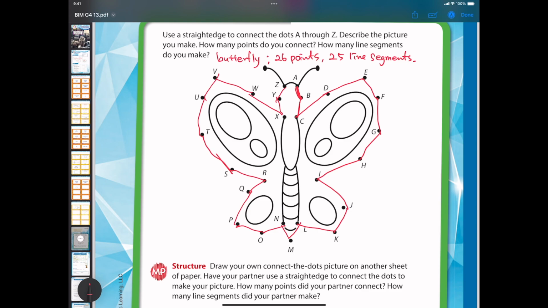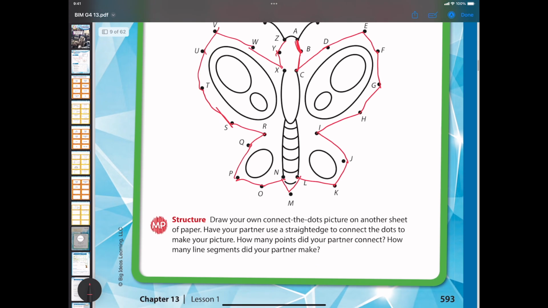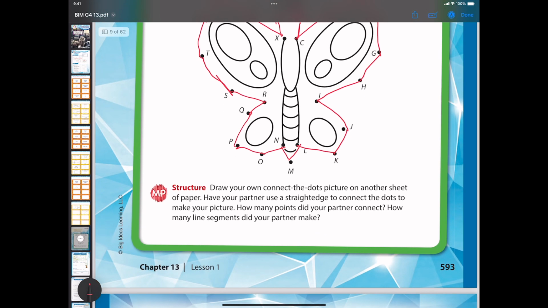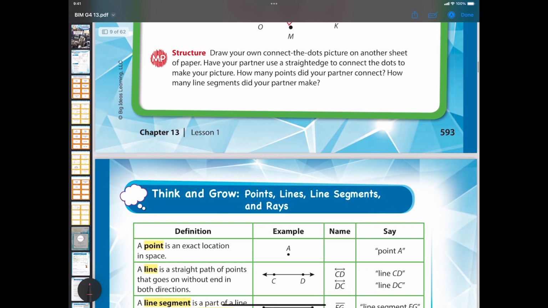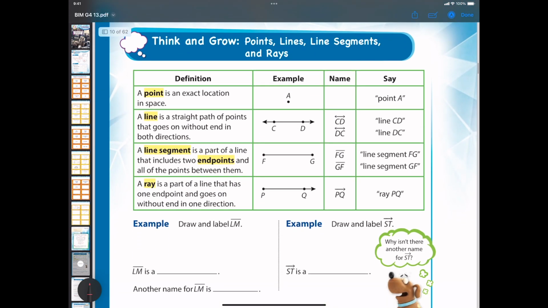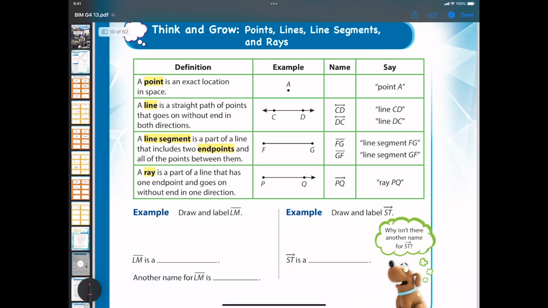Make sense? All right. Now, draw your own connect the dots picture on another sheet of paper. Have your partner use it, okay? You can do it later. But let's move on. Think and grow.